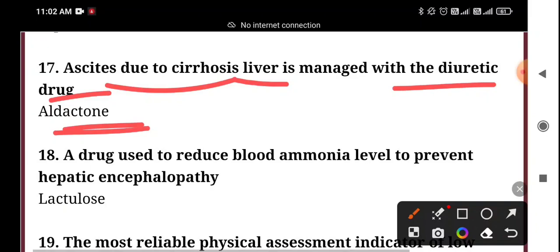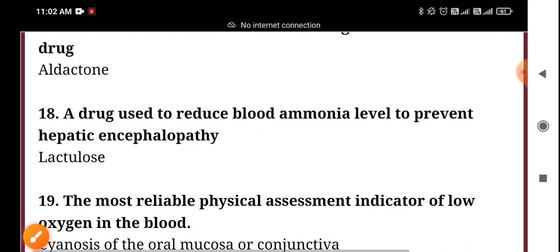So, coming to the next question. A drug used to reduce the blood ammonia level to prevent hepatic encephalopathy is lactulose. They will use lactulose.